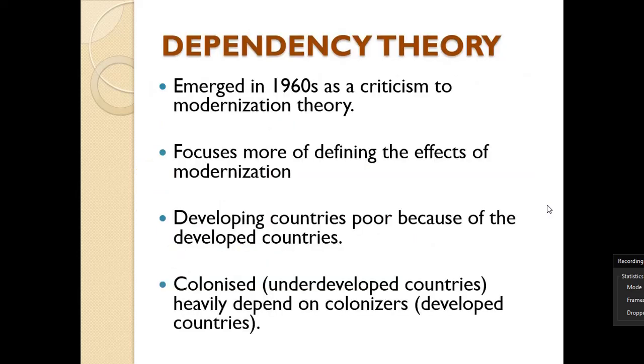So dependency theory emerged in the 1960s as a criticism of modernization theory. It focuses more on trying to understand the global structure, the structural relations between developing and developed countries, and looks at how modernization theory and practice, for instance, undermines or exploits the developing countries.